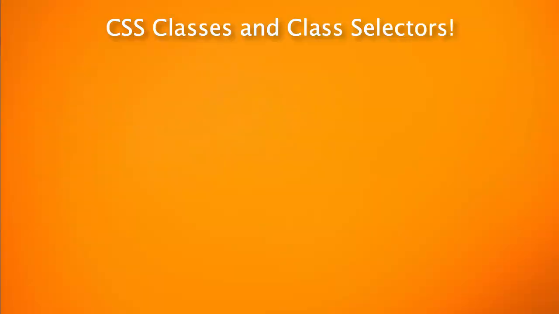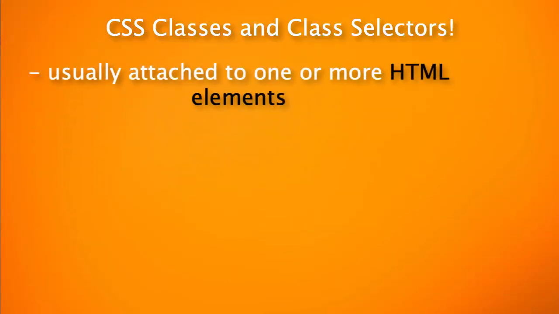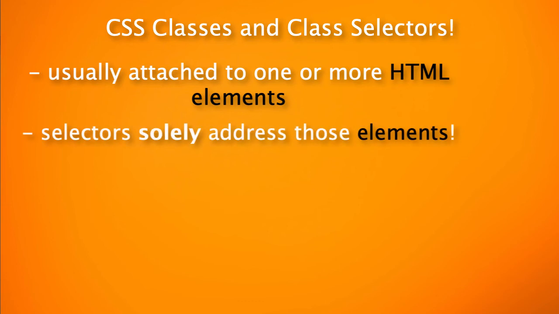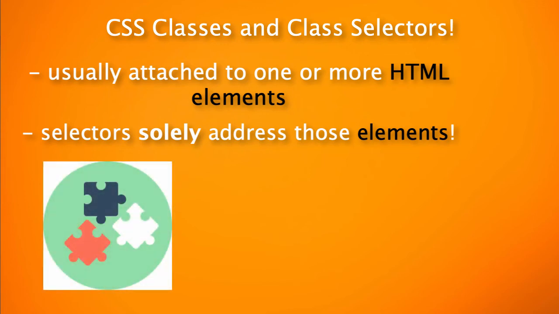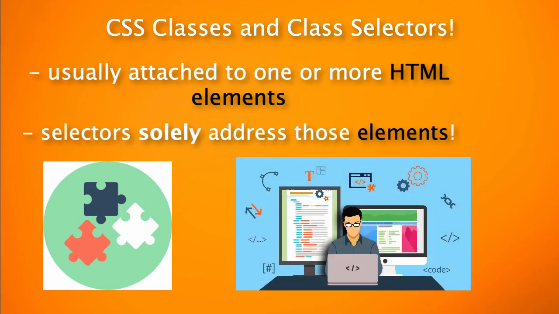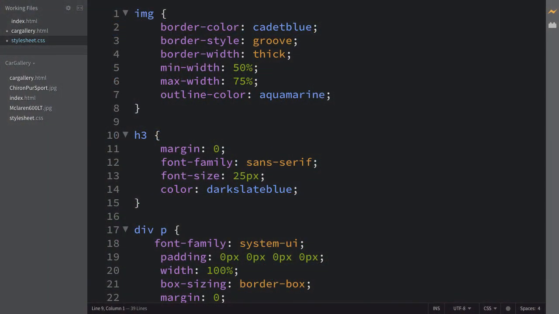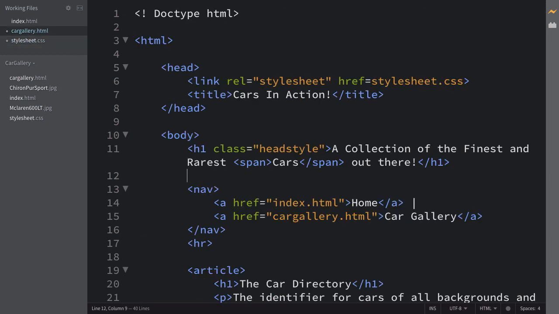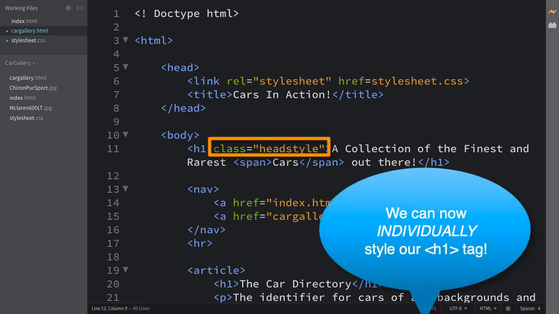Classes are usually attached to one or two elements, and their selectors solely address those tags which have been tagged under the class. This allows for a customizable approach to styling and is one of the most common methods used by web developers. So how do we add a class to a tag? Well, in the initial tag, we add a class attribute. Let me show you. Now we have added a custom head style class to our h1 tag. With this, we can now individually style the h1 tag by specifying its class.